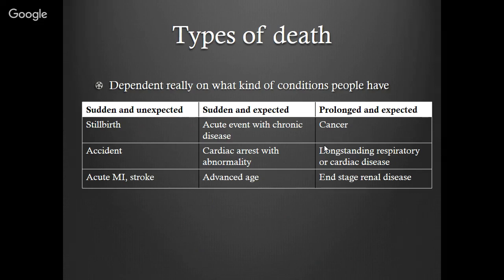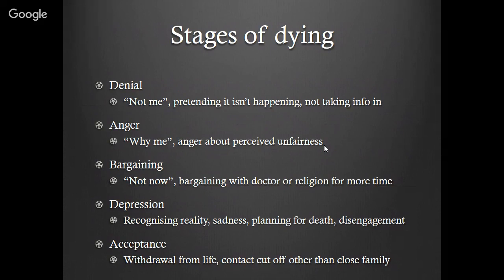So sudden and unexpected is like that, and it's usually not something people are looking out for. Sudden and unexpected can be if someone's old, because hopefully it's a sudden event, but you're kind of expecting it if grandma's, you know, 110. And then prolonged and unexpected is things like cancer, which tend to lead to more progressive degeneration over time.